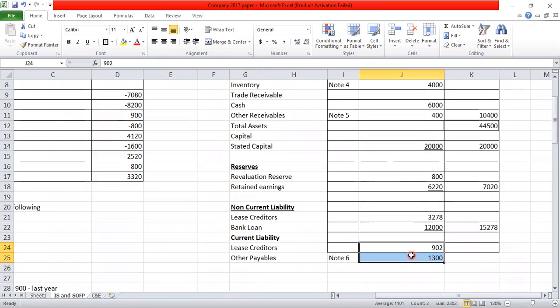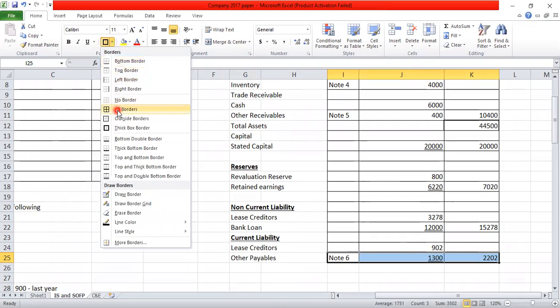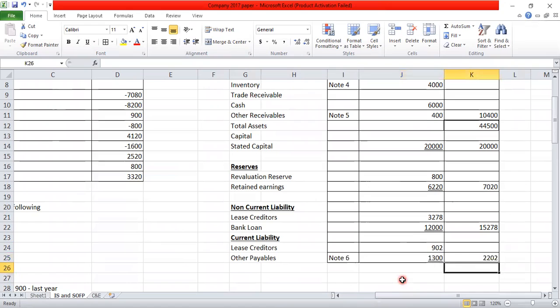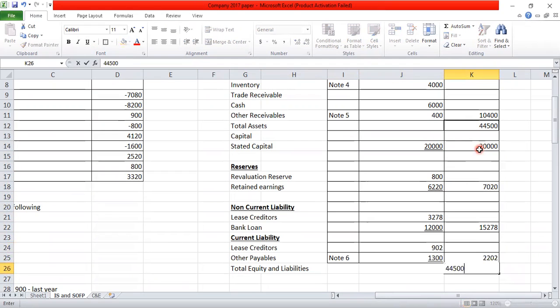So let me bring these balances to the next slide. 2202. So in total, equity and liabilities. How much am I getting? I want to get the same balance because it should be balancing on either side. Balancing, guys. So 44,500. That's all.